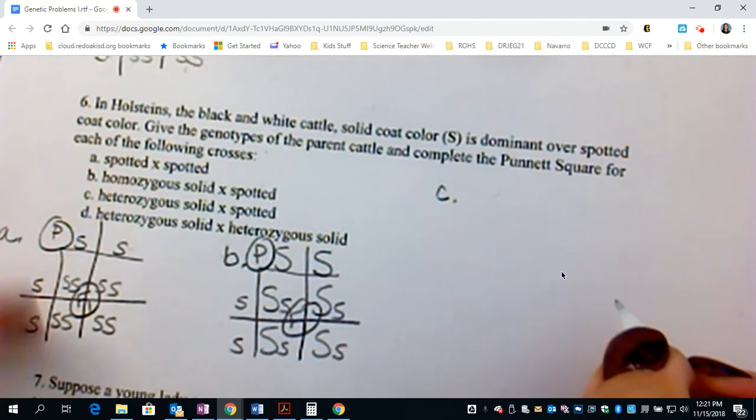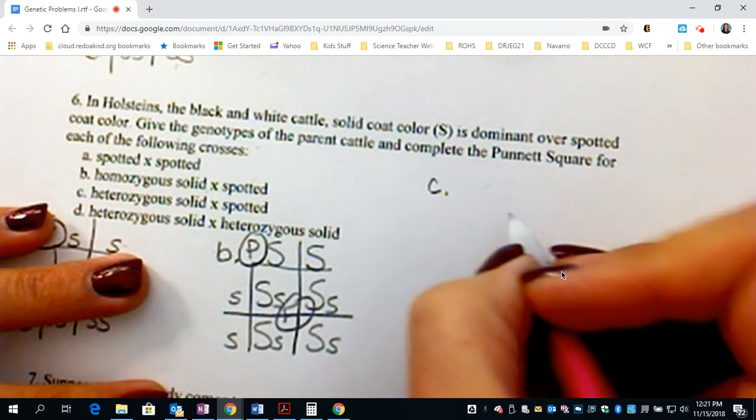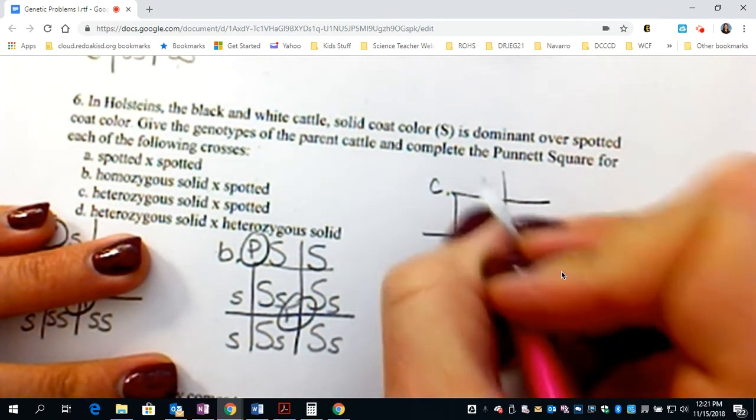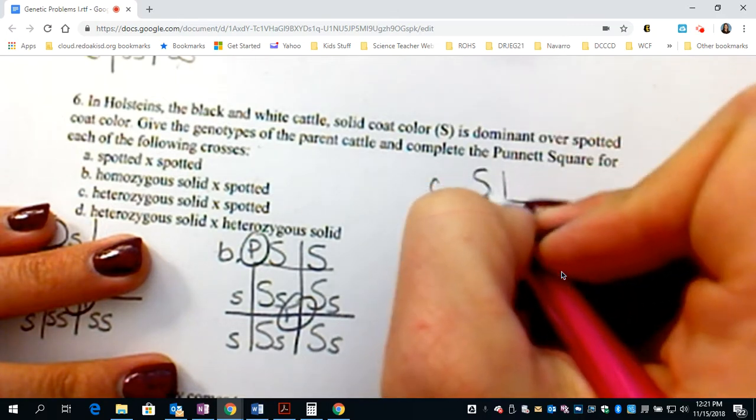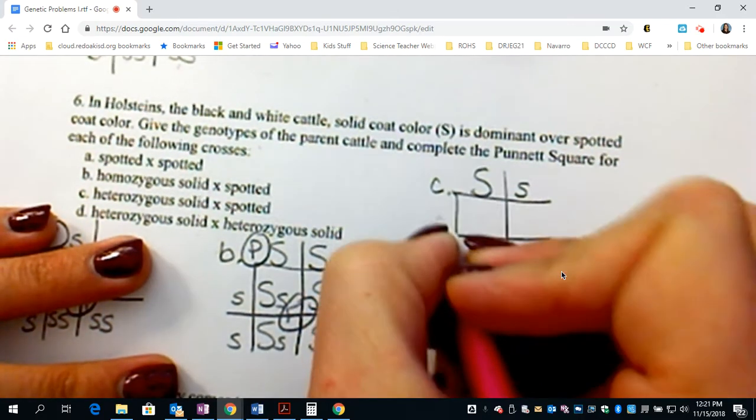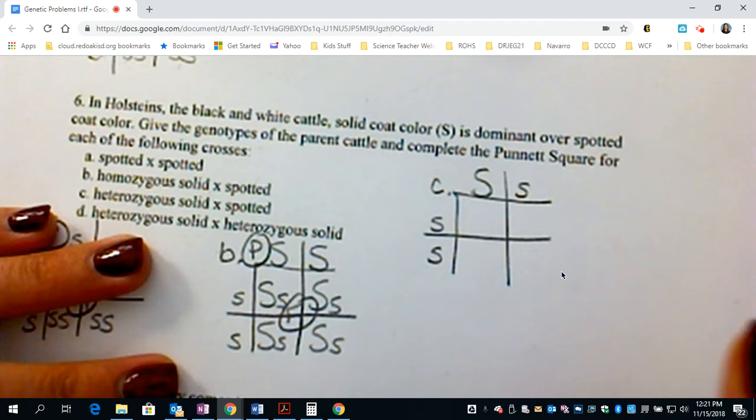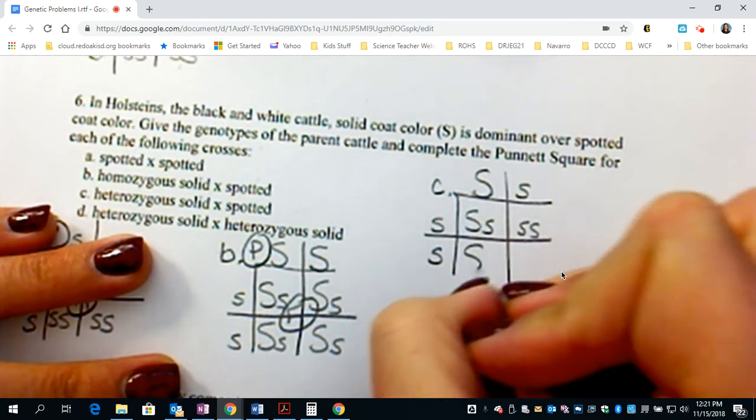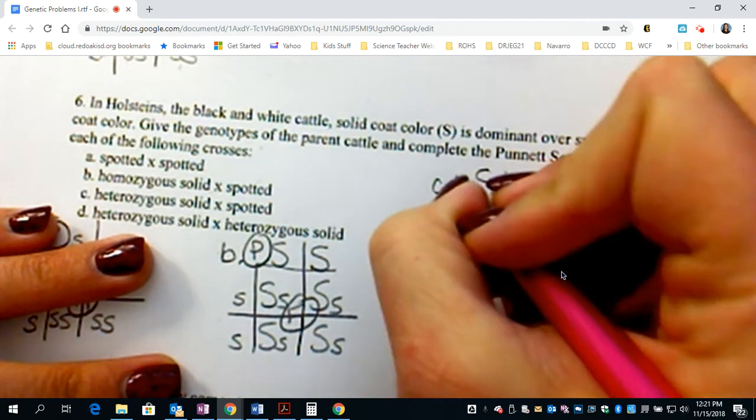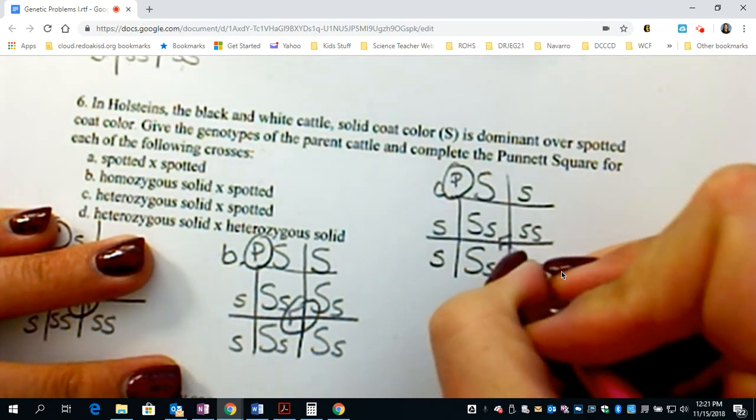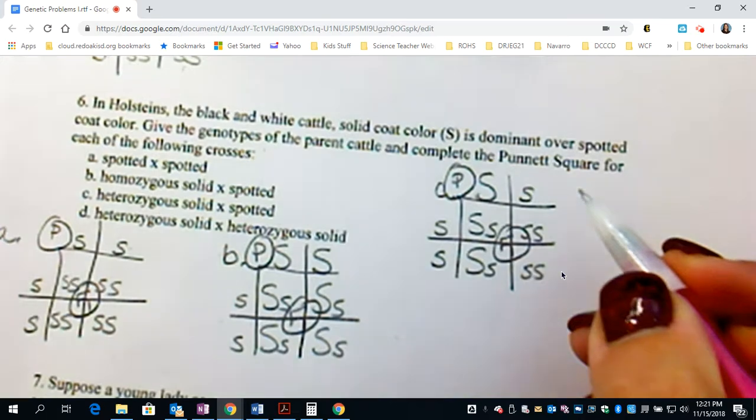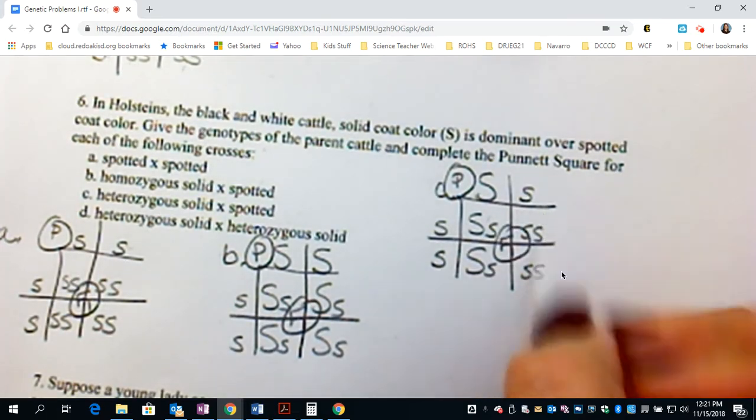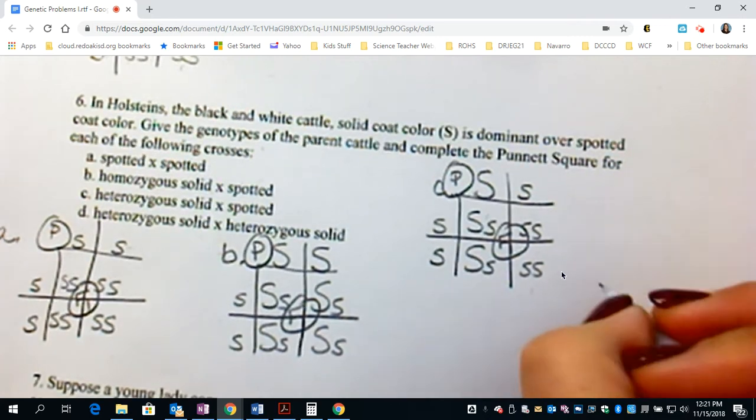C says heterozygote solid crossed with a spotted. Heterozygote means they have 1 capital, 1 lowercase, crossed with a spotted. So here are my parents, my offspring. So my kids would have a 50% chance of being solid, 50% chance of being spotted.